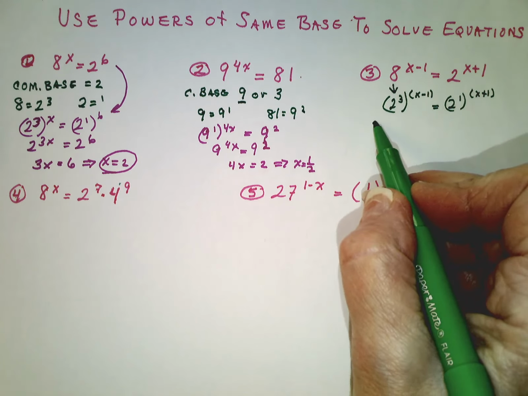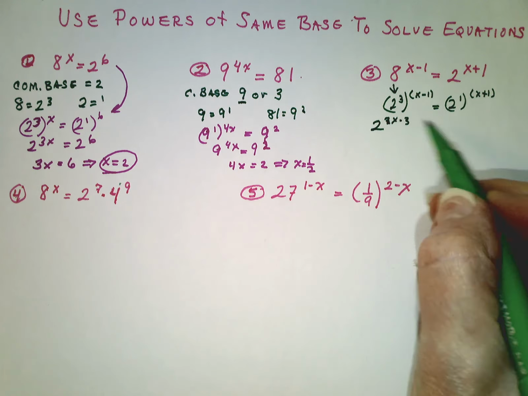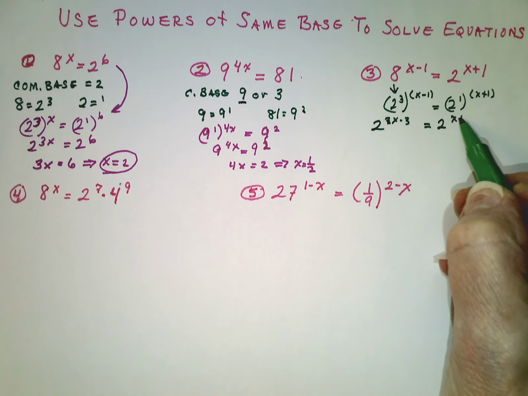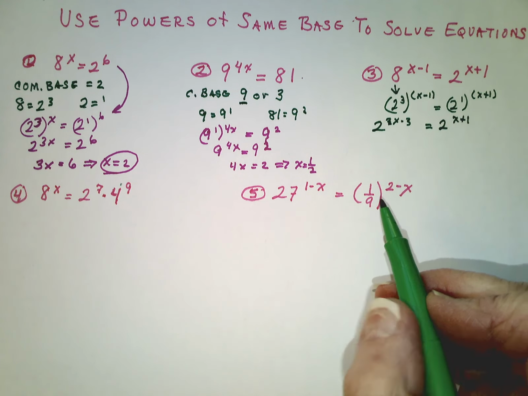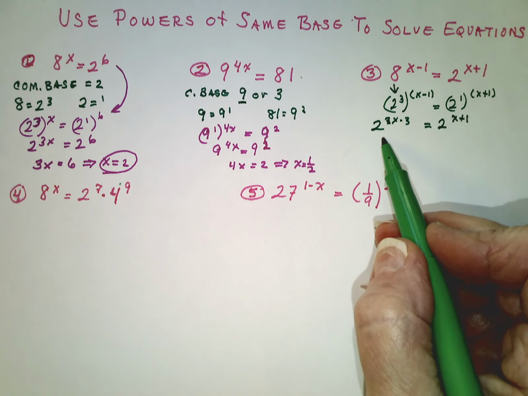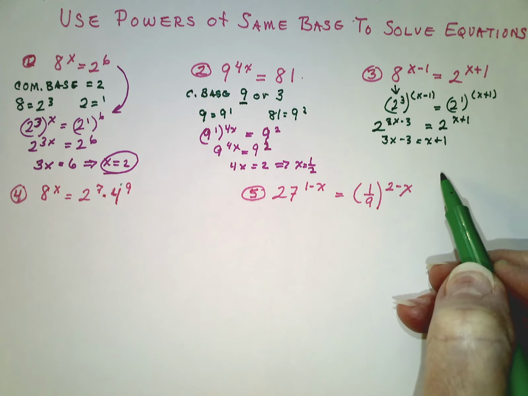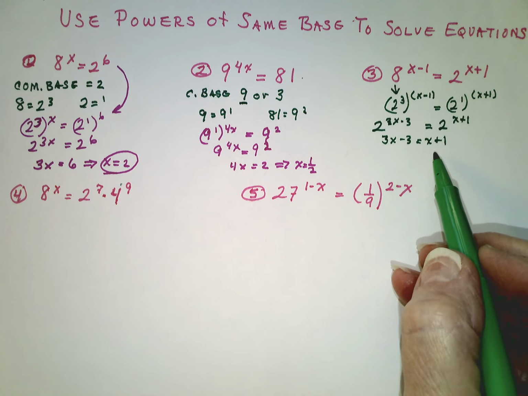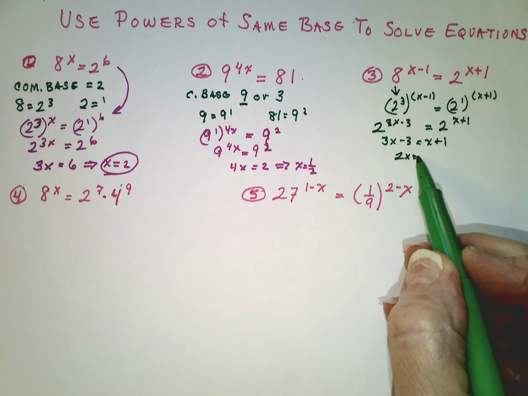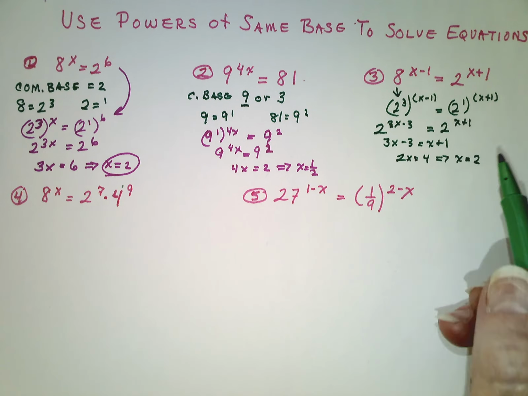Powers of powers. We're going to multiply these exponents. So we have 2 to the 3x minus 3, and on the other side we multiply these exponents, which doesn't do much. And once again, we have the same base, the same results. That can only happen if we have the same exponents. So that looks like 2x equals 4, implying that x is 2.